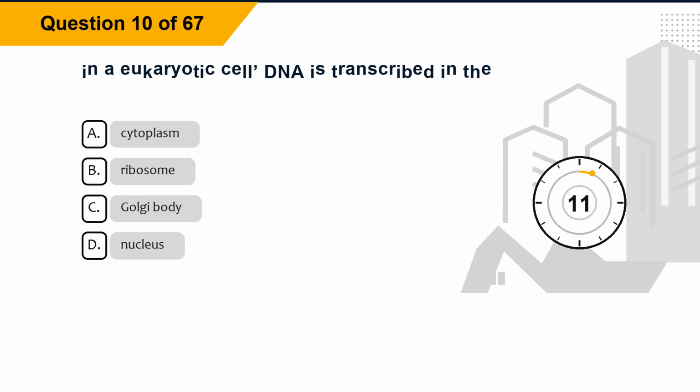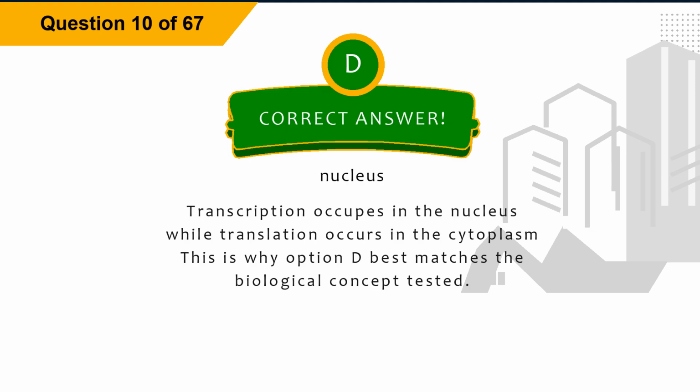Question 10. In a eukaryotic cell, DNA is transcribed in the Option A, cytoplasm. Option B, ribosome. Option C, Golgi body. Option D, nucleus. The correct answer is option D, nucleus. Explanation. Transcription occurs in the nucleus while translation occurs in the cytoplasm. This is why option D best matches the biological concept tested.